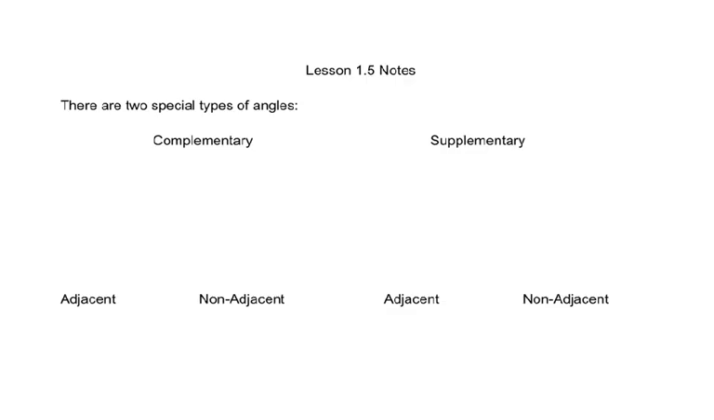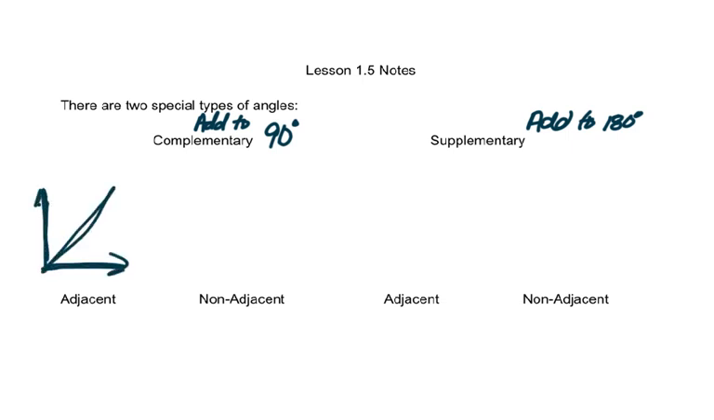So there are two special types of angles. One is complementary, the other is supplementary. Complementary angles are 90 degrees when they are added together. They add up to 90. Supplementary adds up to 180. When they're adjacent, it means they're touching. Adjacent means touching. And then they make that right angle.